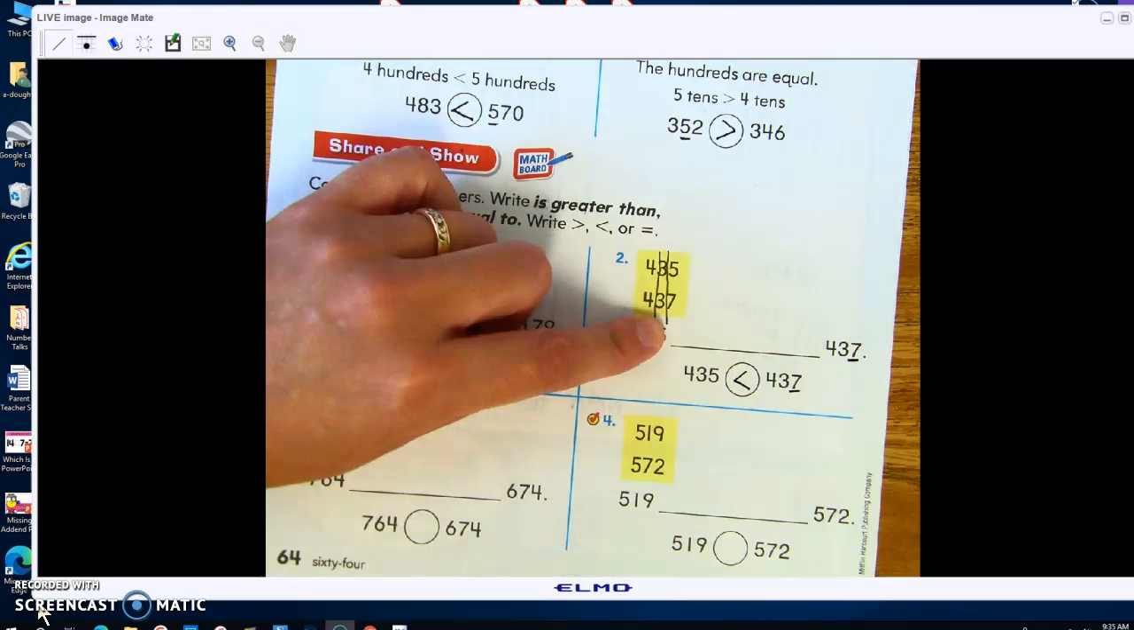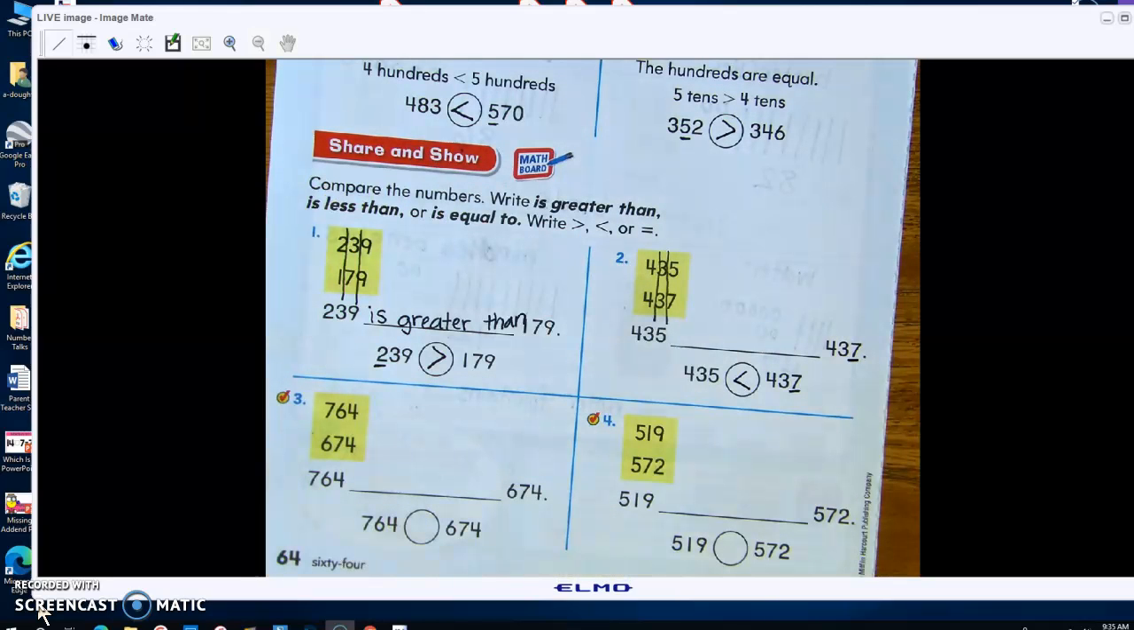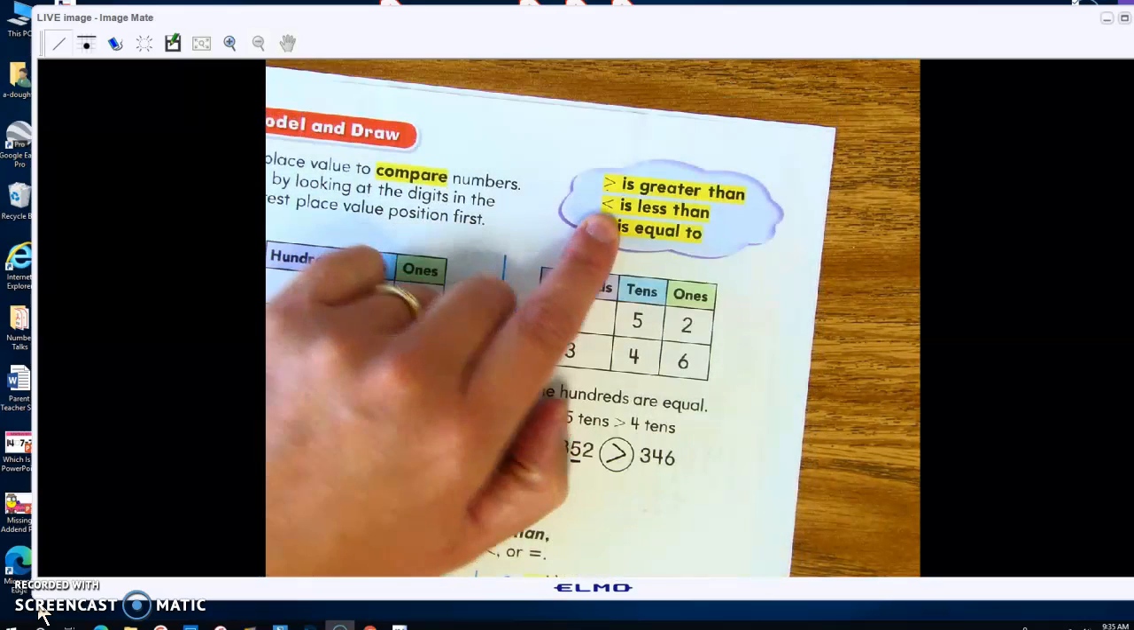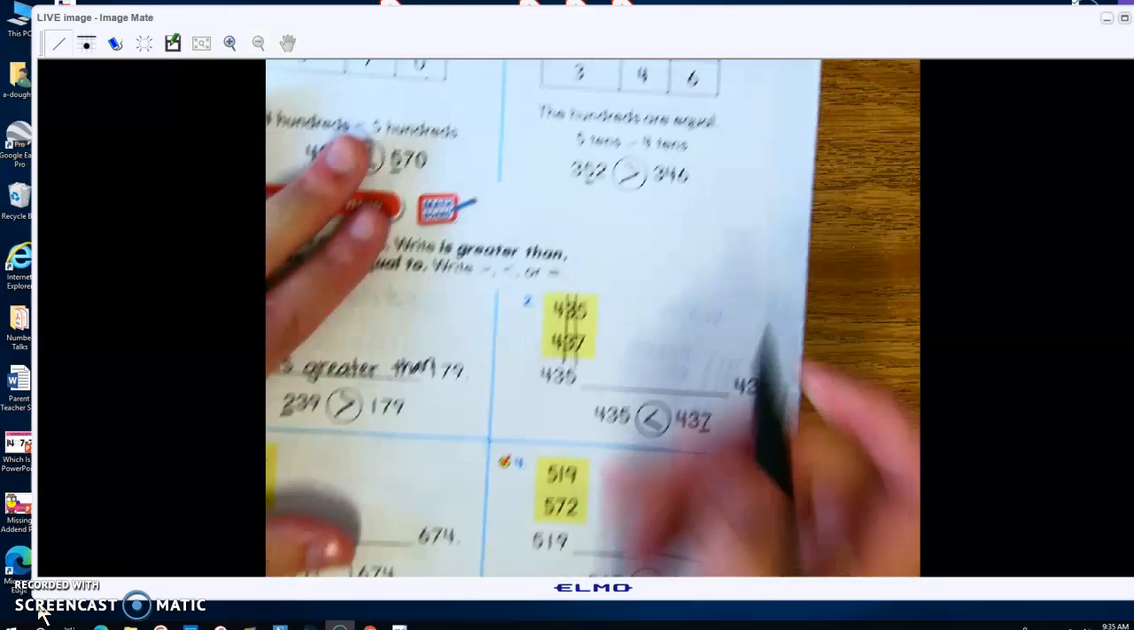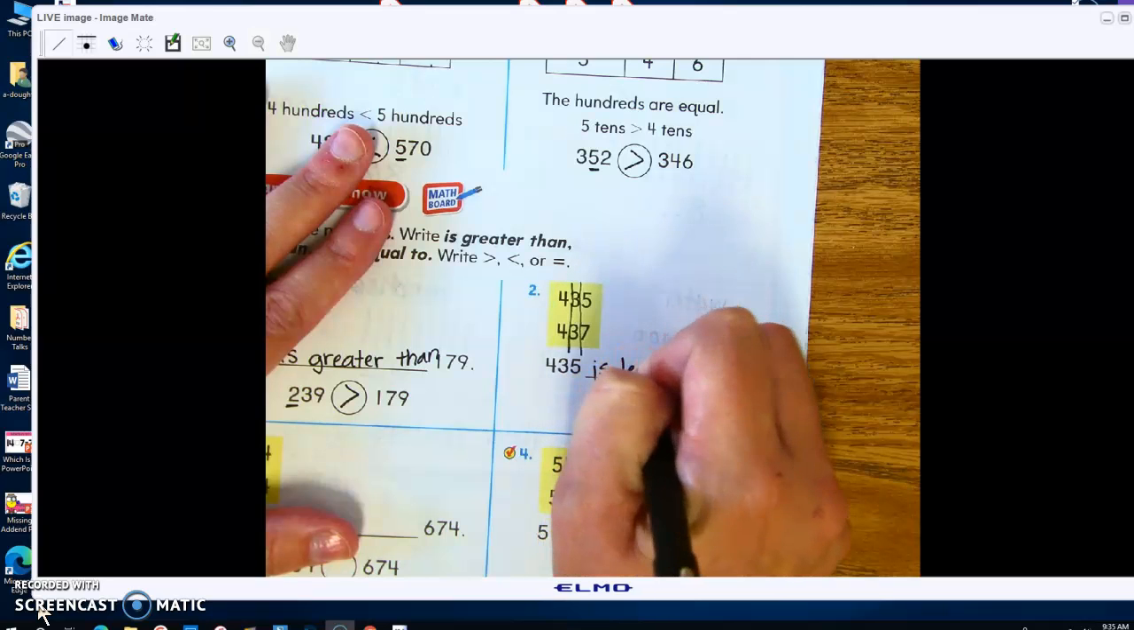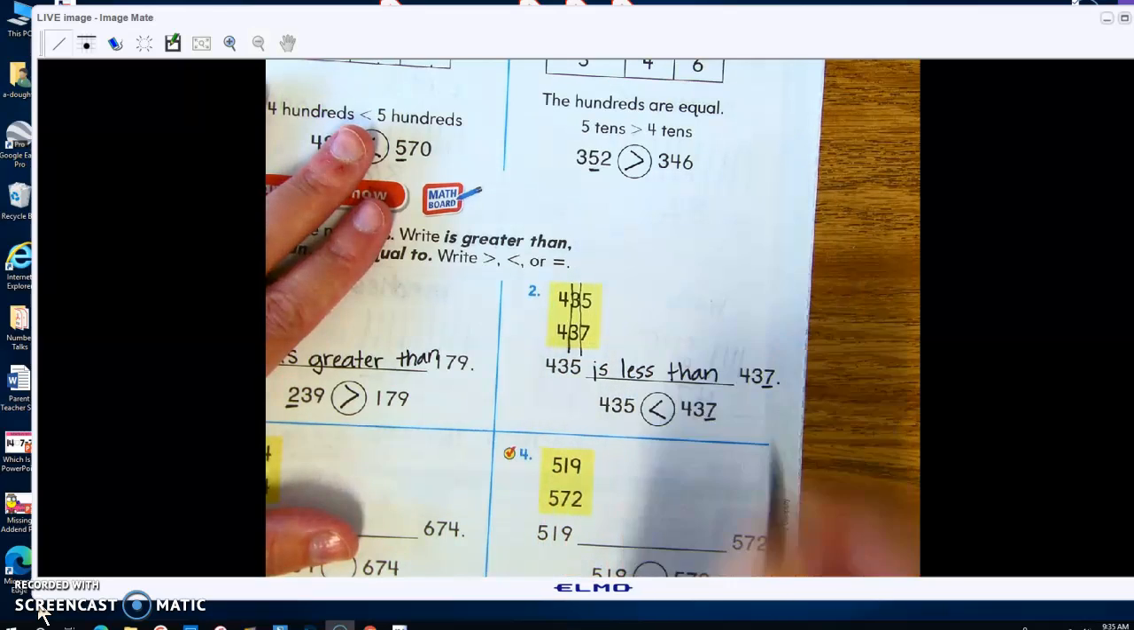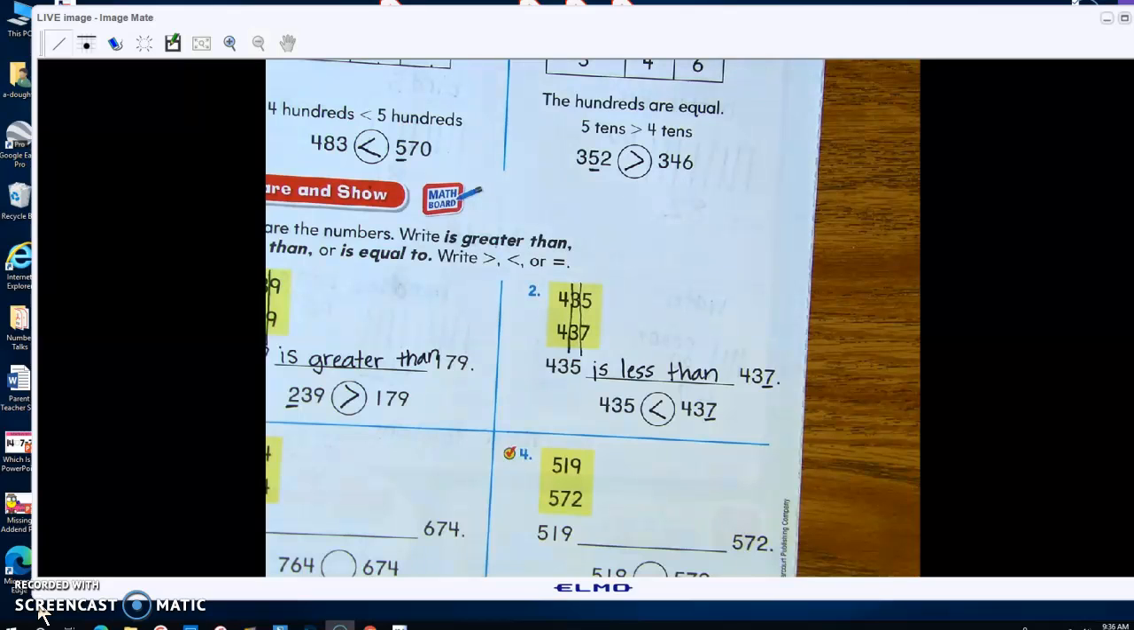The alligator is going to eat the bigger ones. So 435 is less than. And I know it's less than because look at my symbol. And right here it says that means is less than. Because the smaller number is first. Whenever the smaller number is first, we say less than. Because it's smaller than. Less than means the same as smaller than. Whenever the bigger number is first, and the alligator is eating the first number, it's the bigger number. And the same, is greater than means the same as bigger.